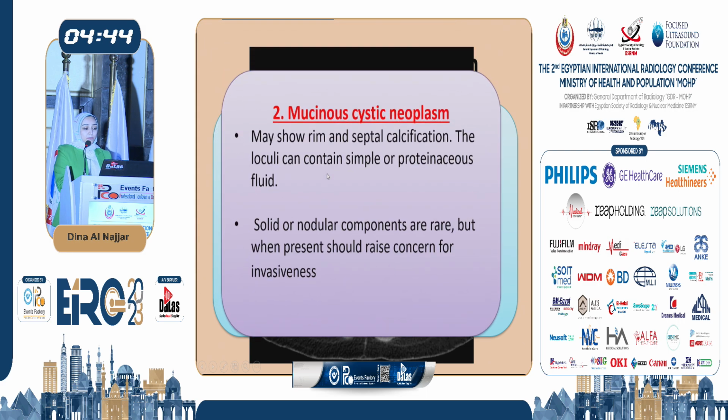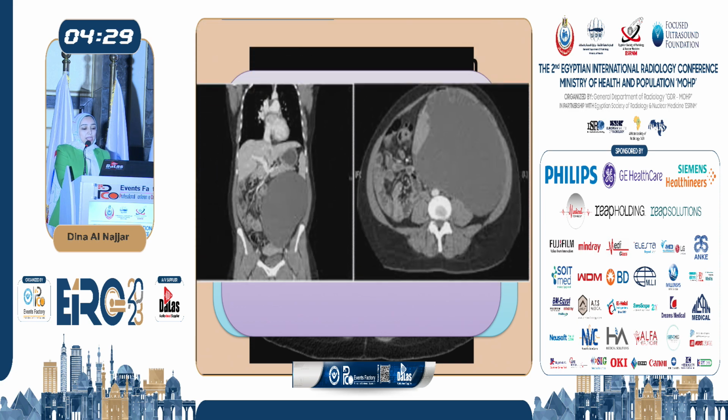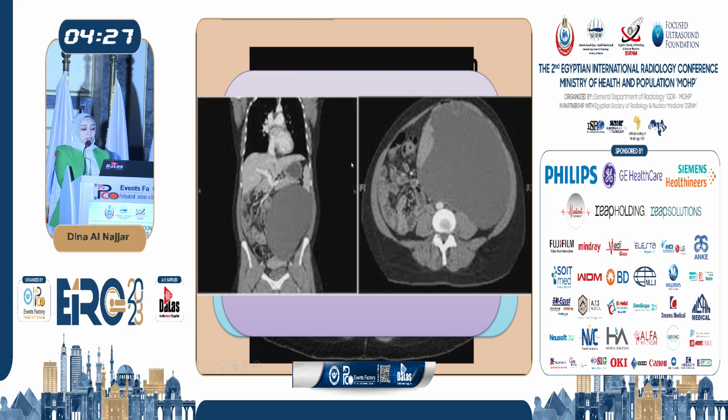Mucinous cystic neoplasm may show rim and septal calcification. The loculi can contain simple or proteinaceous fluid. Presence of a solid or nodular component is rare, but if present, it should raise concern for invasiveness. As shown in these axial and coronal cuts, we can see a very large cystic lesion with a solid internal component, raising the possibility of malignancy.